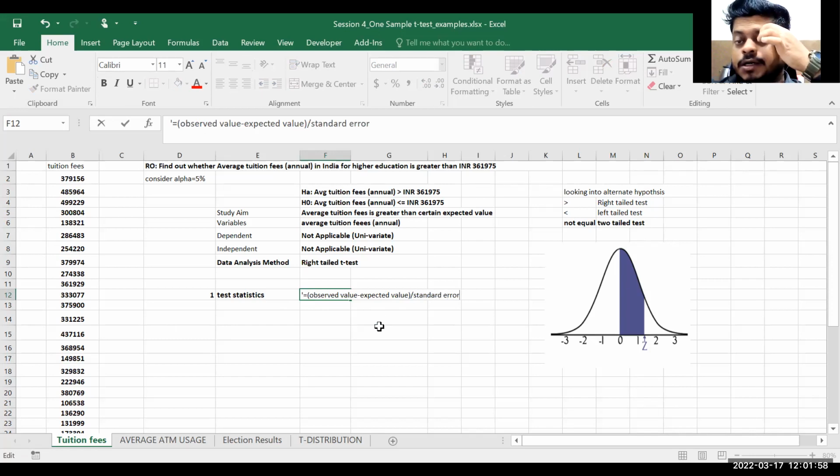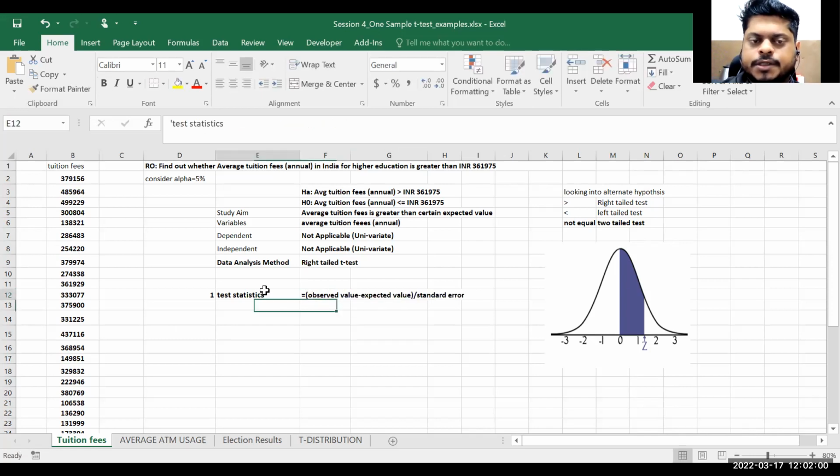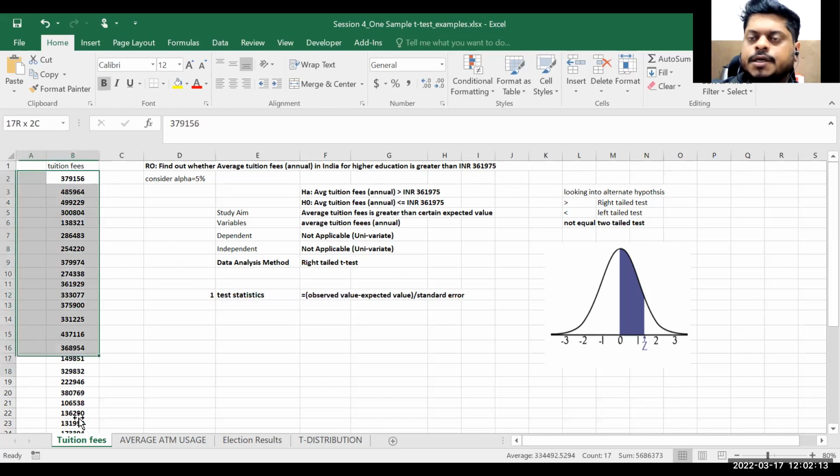So before calculating, let's try to understand why we are calculating this test statistic. If you recall what we discussed in the earlier classes, a test statistic is nothing but a standardized value. Whatever sample data we are collecting, if I put it into a standardized form, that is nothing but a test statistic. Then the question is, why are you standardizing that value?